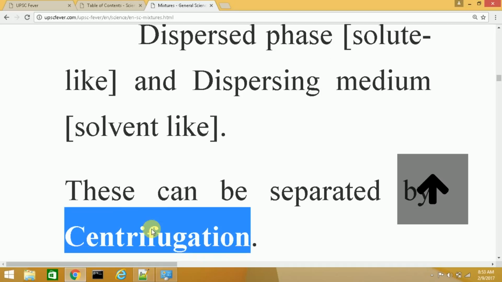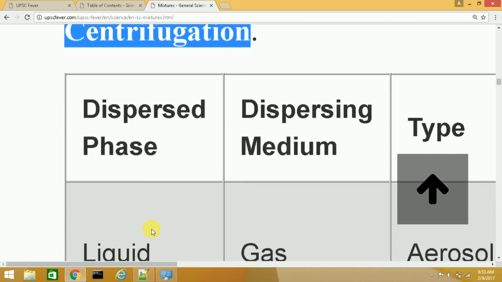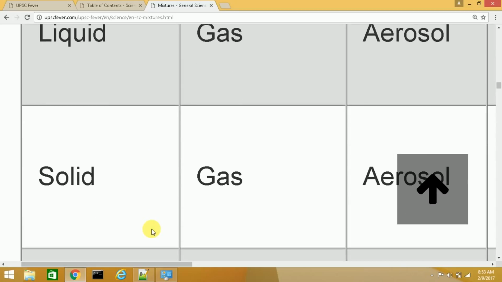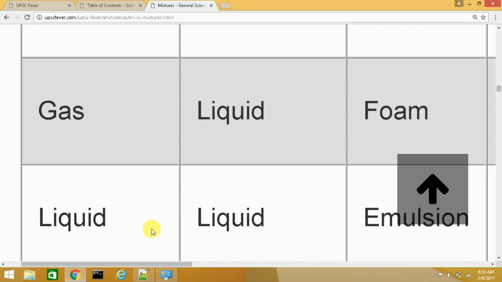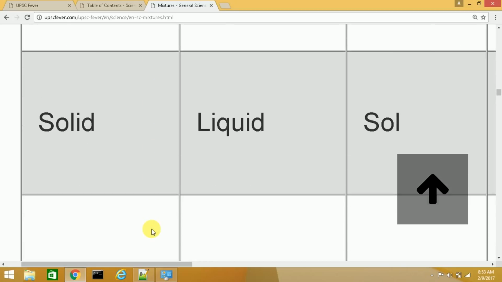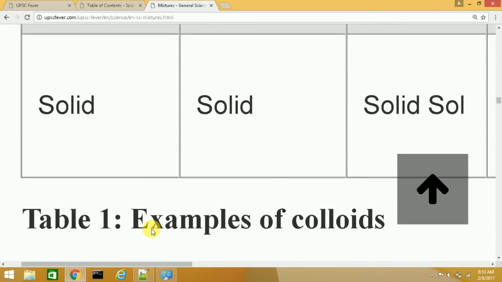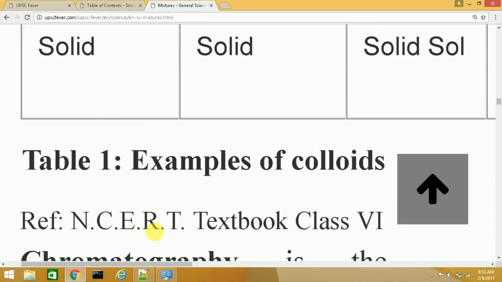You can find the different types of colloids in this chapter: liquid in gas, solid in gas, gas in liquid, liquid in liquid, and so on. You can visit our website and see this chapter and it will give you all the details.